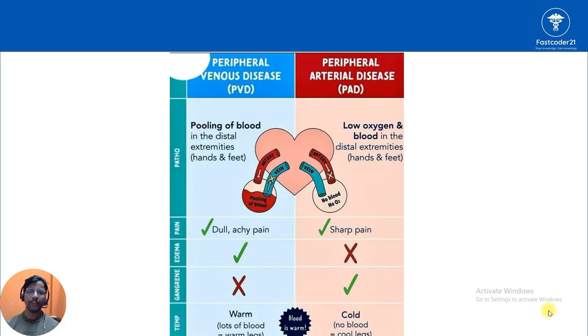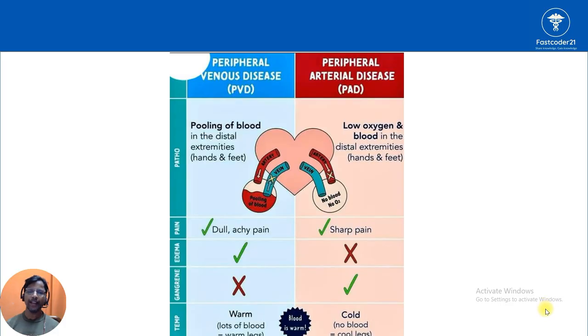So here we have one table where you can find the difference between PVD and PAD. Based on pathology, PVD means pooling of blood in the distal extremities, mostly in the hands and feet. So basically pooling of blood is called PVD. If we see peripheral arterial disease, there is low oxygen in the blood in the distal extremities. So here the oxygen is very low in peripheral arterial disease.